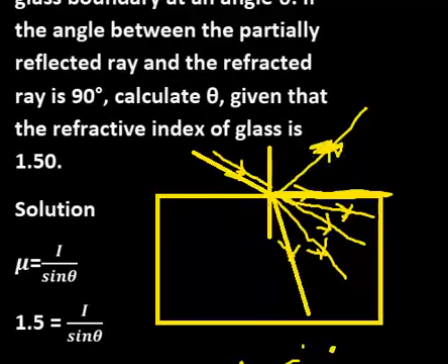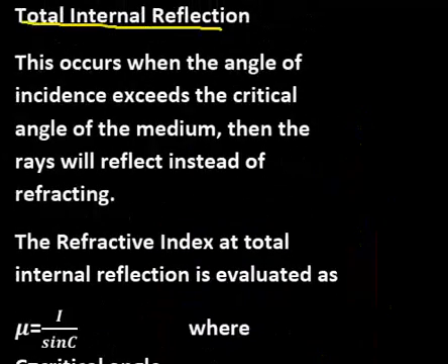So that is why total internal reflection is said to occur when the angle of incidence exceeds the critical angle. Let's go back to that particular note now so that you understand it. This occurs when the angle of incidence exceeds the critical angle of a medium. Then the ray will reflect instead of refracting. So if that exceeds, there's going to be a reflection, no more refraction again.